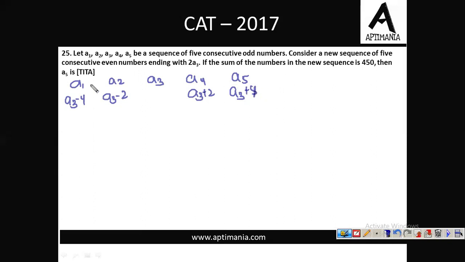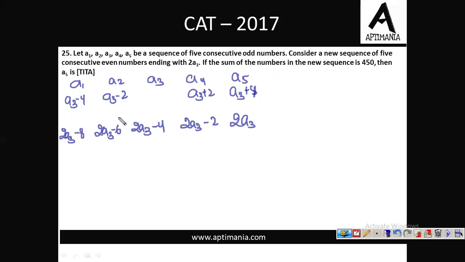Again, consider a new sequence of 5 consecutive even numbers. Again, they are consecutive even numbers, meaning there must be a difference of 2 between the numbers, ending with twice of A3. So the fifth term is twice of A3. The term before it should be twice of A3 minus 2. The term before it should be twice of A3 minus 4, then twice of A3 minus 6, then twice of A3 minus 8.